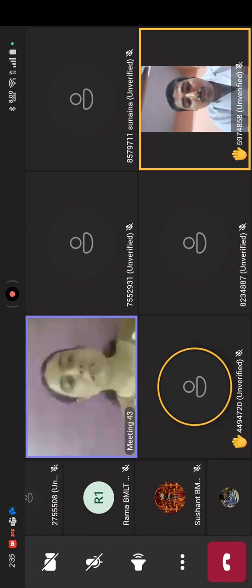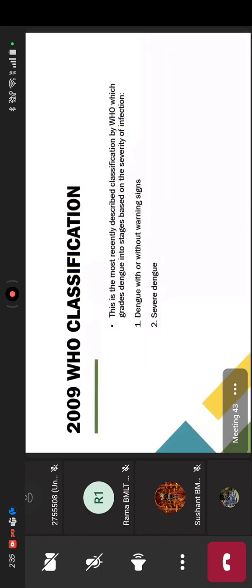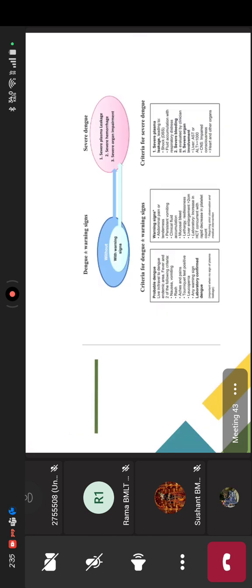Okay, so we will discuss the WHO classification. It has two classifications. First one is dengue with or without warning signs, and second one is severe dengue, right? Let's continue. So see this image. We have the first image, dengue with or without warning signs, and the severe dengue. So first let's discuss the with or without warning signs.